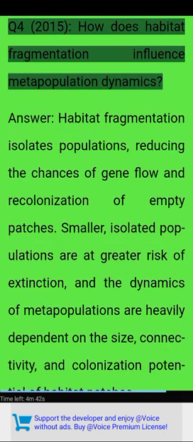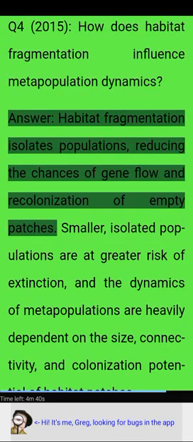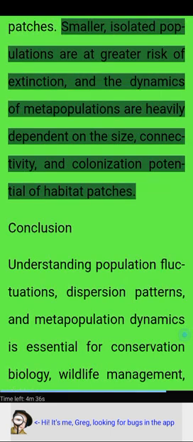Q4 2015. How does habitat fragmentation influence metapopulation dynamics? Answer. Habitat fragmentation isolates populations, reducing the chances of gene flow and recolonization of empty patches. Smaller, isolated populations are at greater risk of extinction, and the dynamics of metapopulations are heavily dependent on the size, connectivity, and colonization potential of habitat patches.